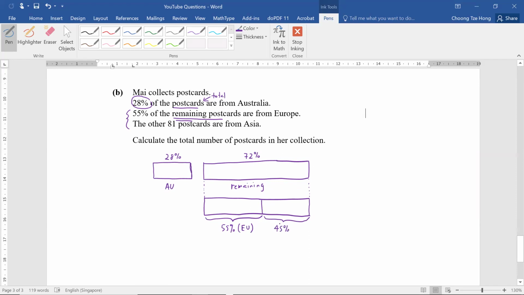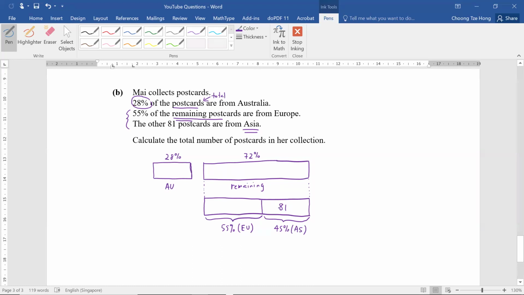Where is this 45% from? They said that they are from Asia. The other 81 postcards are from Asia. So I'll just write AS to represent Asia. And what is the number represented by this 45%? It is 81, right? So write the number inside the box. This means that 45% of the remaining, remember this box below here is the remaining, is 81 postcards.